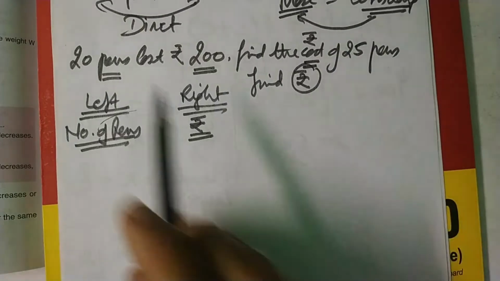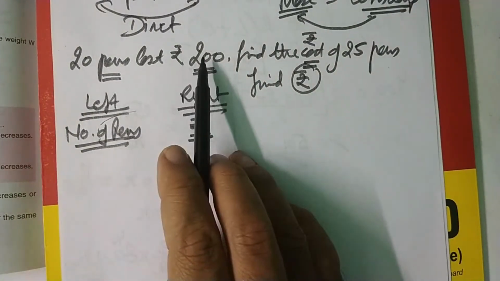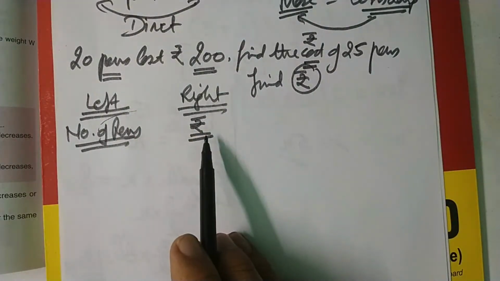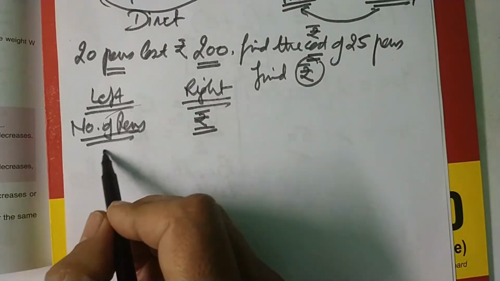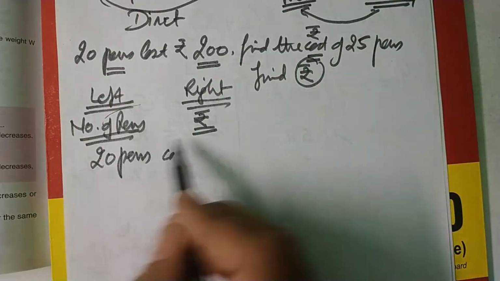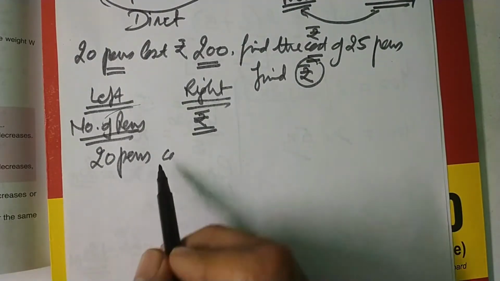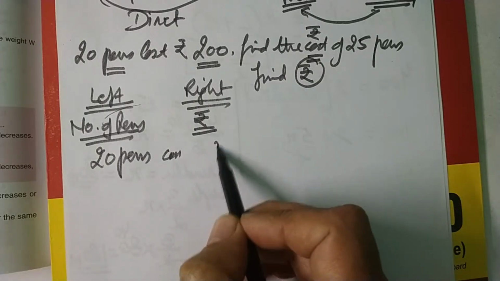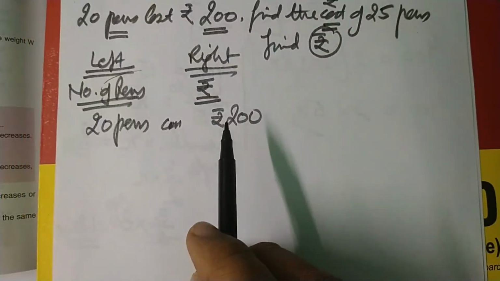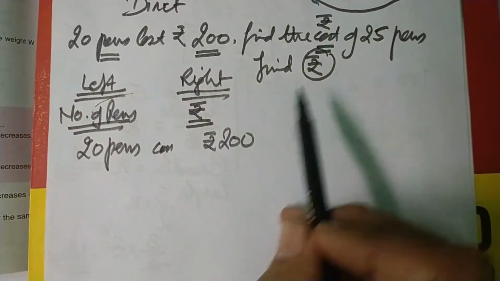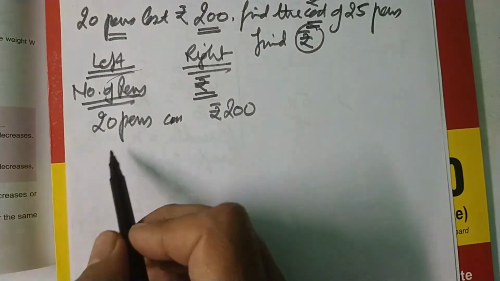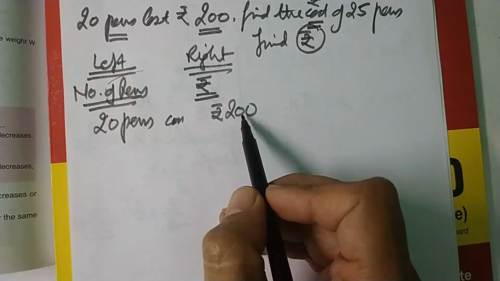Clear? There are two things, pen and rupees. On the left side I am writing pen and on the right side I am writing rupees. So now I will write 20 pens. You don't have to write a sentence, you just have to write 20 pens cost rupees 200. Why did I write 200 on the right side? Because the question says find how much money. So I have kept rupees on the right side and pen on this side.